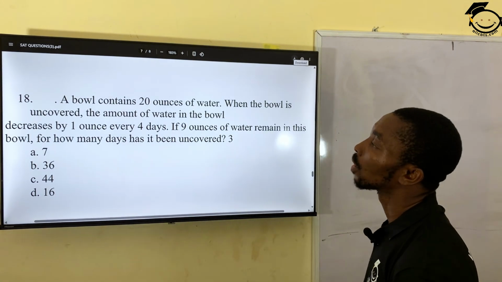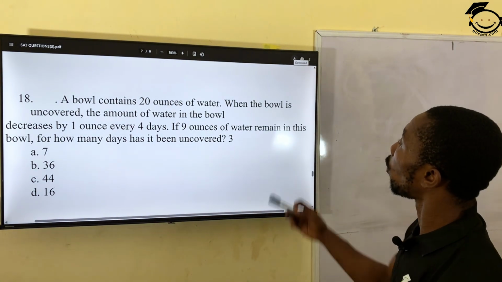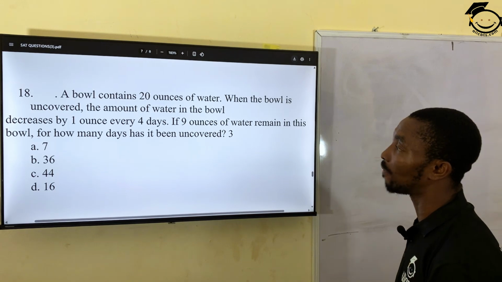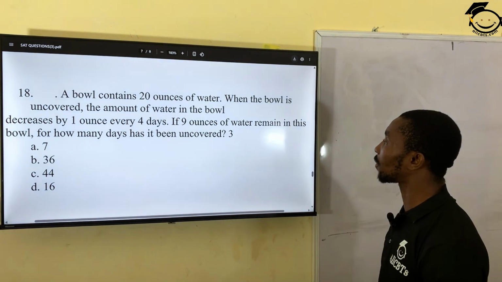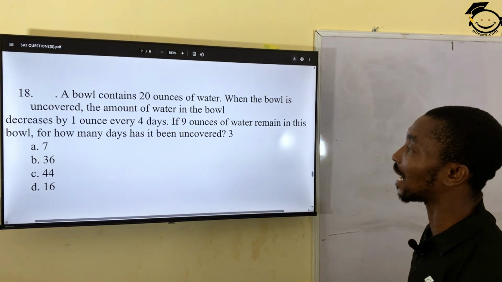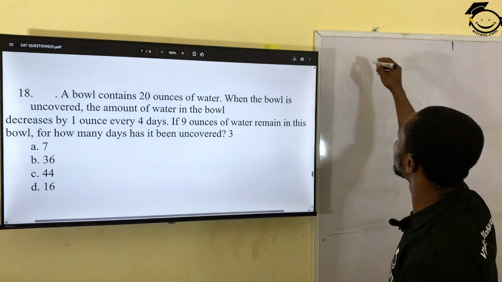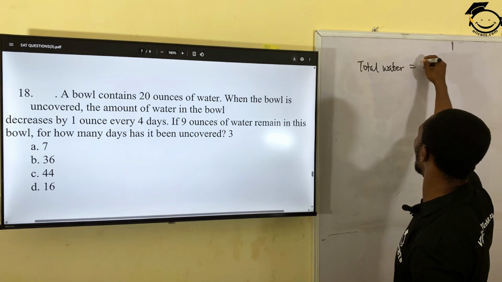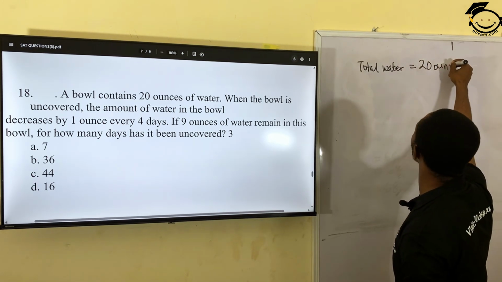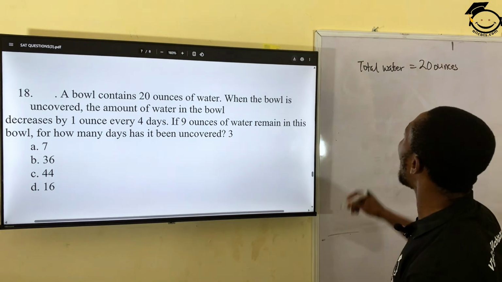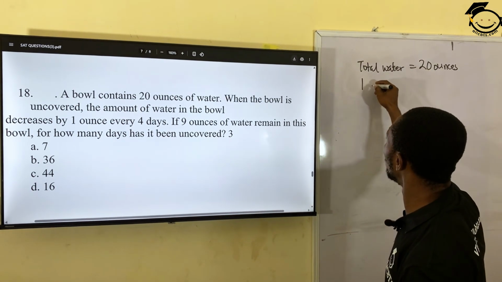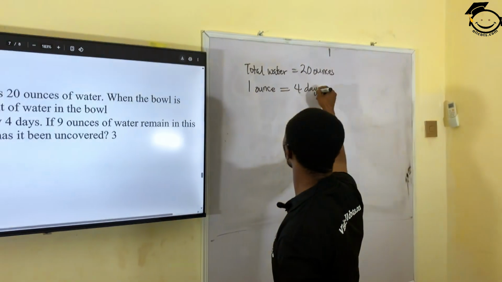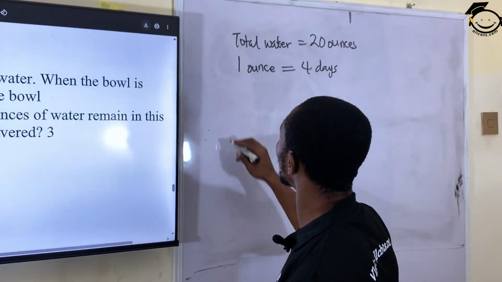A bowl contains 20 ounces of water. When the bowl is uncovered, the amount of water in the bowl decreases by 1 ounce every 4 days. If 9 ounces of water remains in this bowl, for how many days has it been uncovered? Now, since they say that total water in the bowl is 20 ounces, all right? Now, for every 4 days, it loses 1 ounce, and now it's left with 9 ounces remaining.